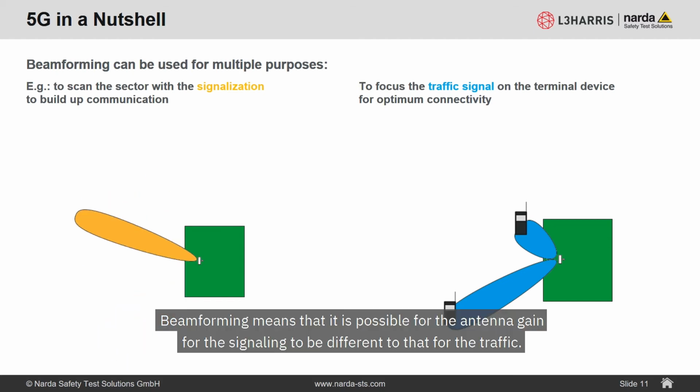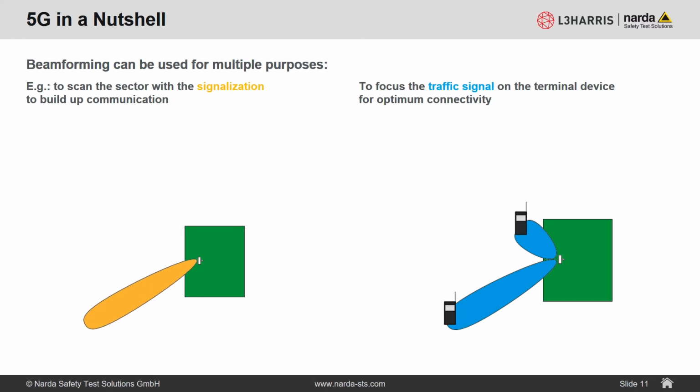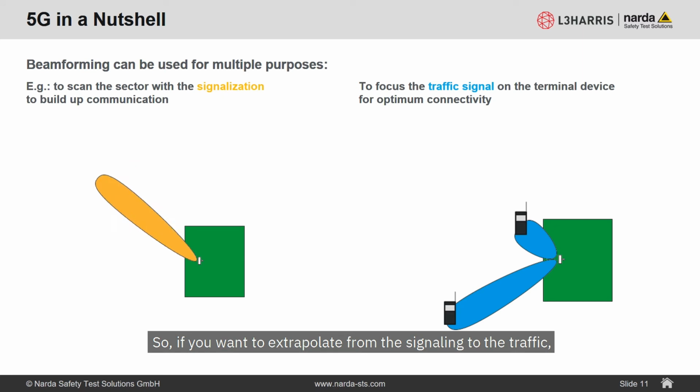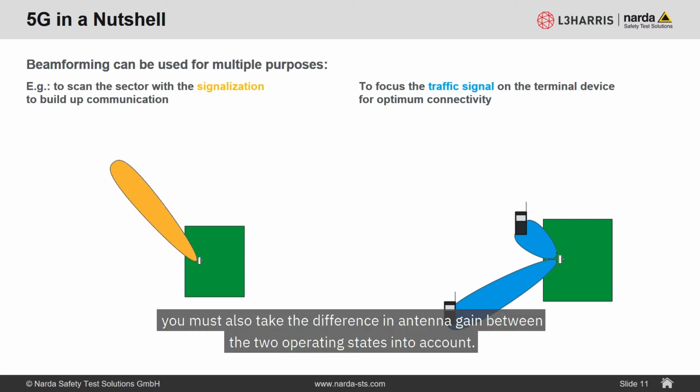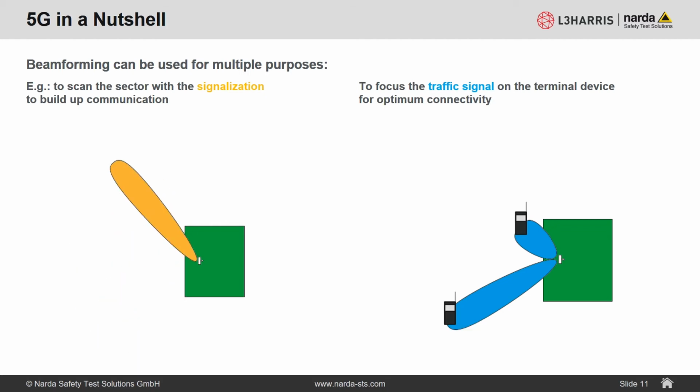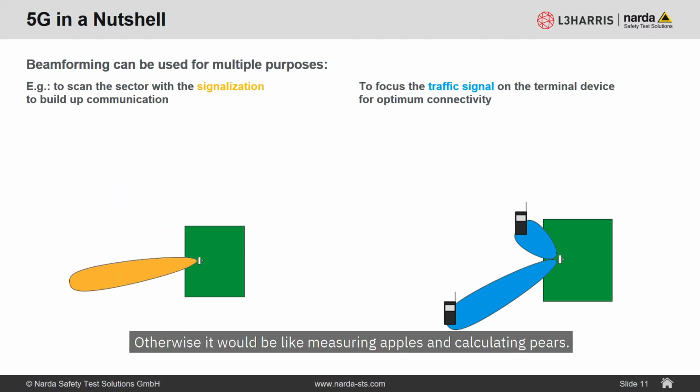Beamforming means that it is possible for the antenna gain for the signaling to be different to that for the traffic. So if you want to extrapolate from the signaling to the traffic, you must also take the difference in antenna gain between the two operating states into account. Otherwise, it would be like measuring apples and calculating pears.